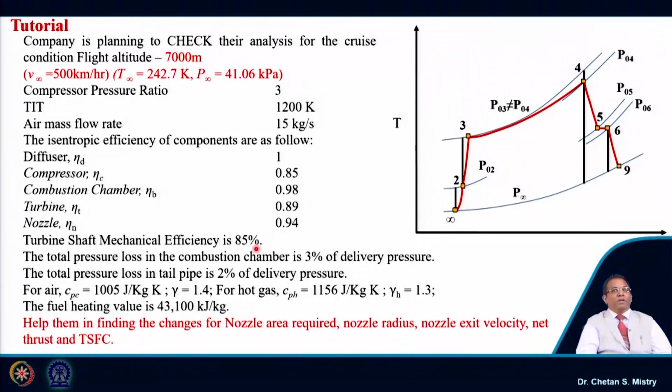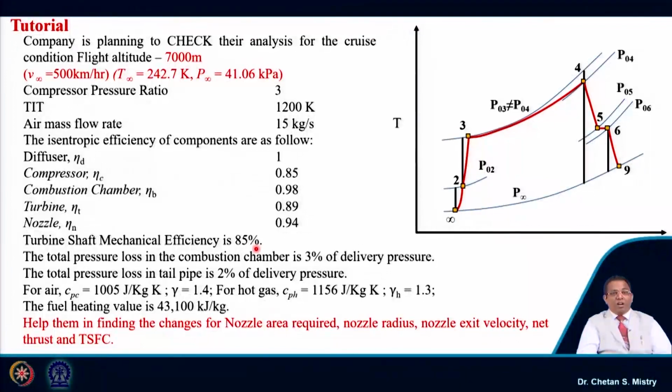All other parameters they have considered to be the same: compression pressure ratio of 3, turbine entry temperature of 1200, mass flow rate of 15 kg per second, efficiencies are also the same, and the pressure drop for the combustion chamber and tailpipe is also the same. All parameters they have kept the same. Now, you need to help them in finding the change in area required, nozzle radius, exit velocity, net thrust, specific fuel consumption, and you can help them in calculation of the efficiency.